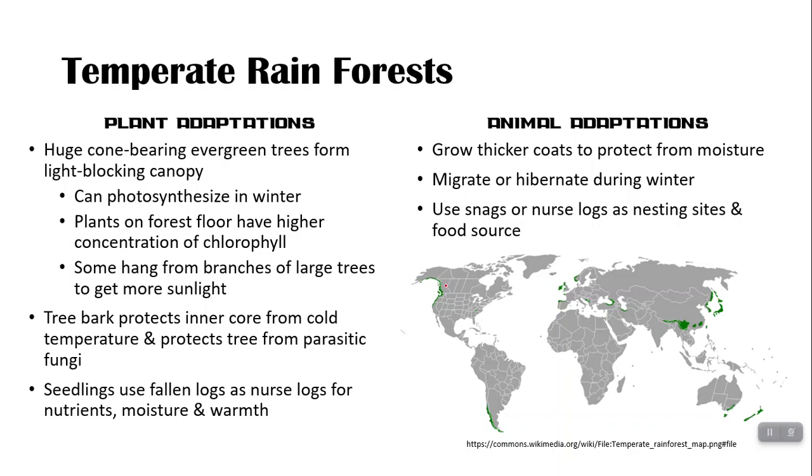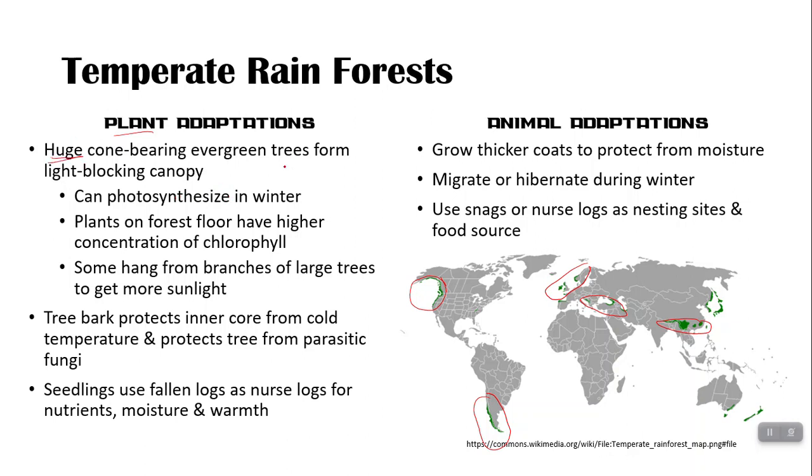Note that a lot of these tend to be coastal, although there are, of course, some that are not coastal, like these here in the interior of China. Temperate rainforests are located at higher latitudes, so they're going to be closer to the poles, but they still get a lot of rain, and that has a lot to do with their adaptations, especially of their plants. So the plants also tend to have cone-bearing evergreen trees.